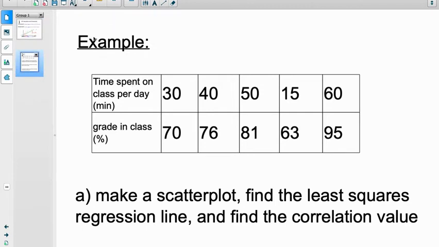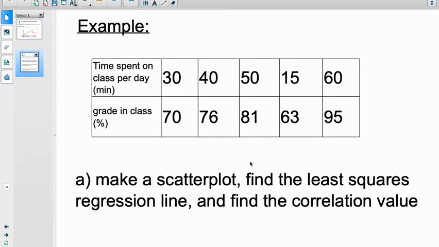So here's a little example. As you can see here, the example deals with time spent on class per day in minutes and your grade in the class in percent. There are your data values. So first step is we're going to make a scatter plot of the data, find the least squares regression line, and find the correlation value.